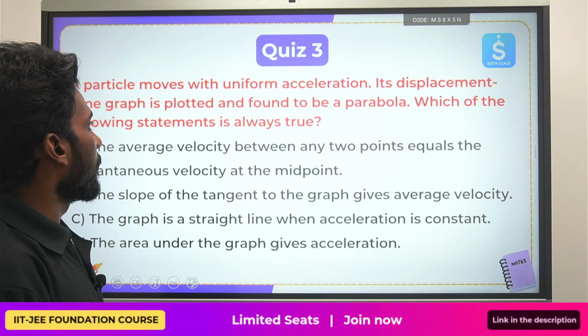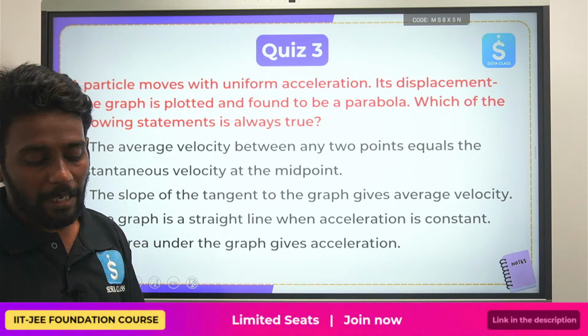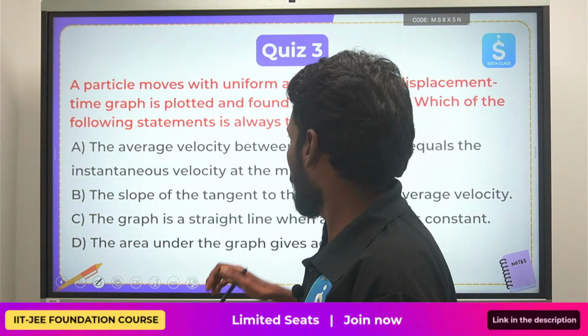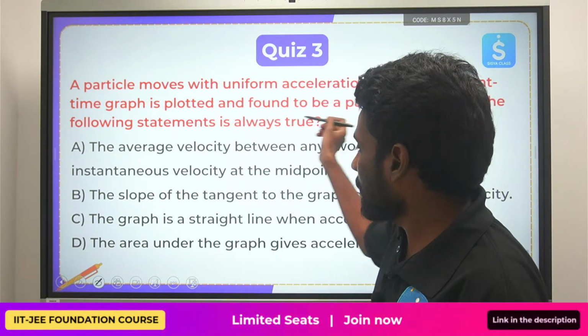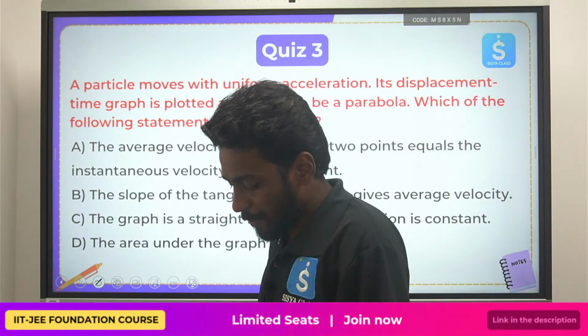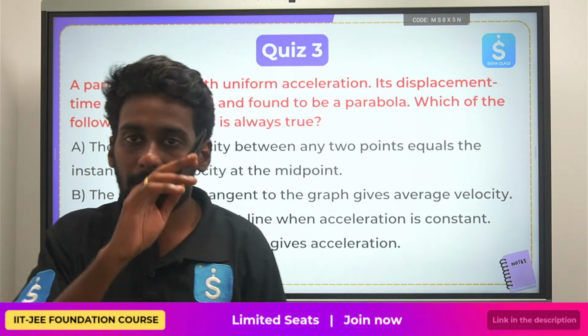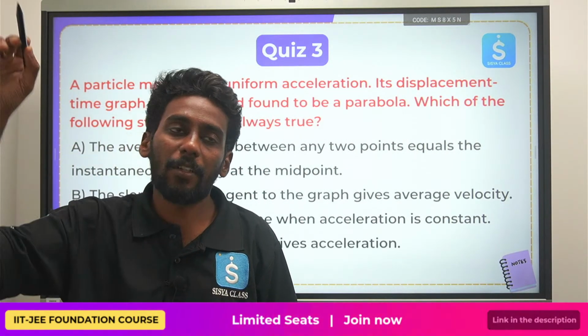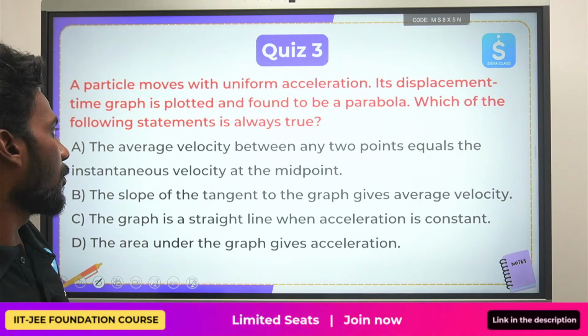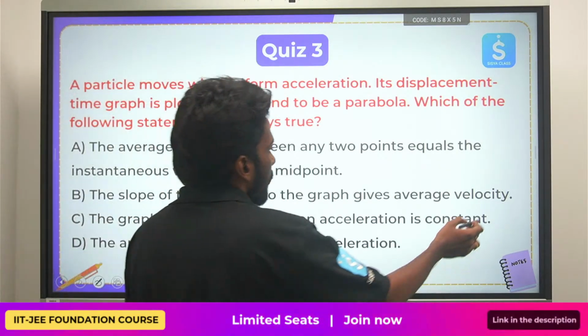Now, next question. A particle moves with uniform acceleration. Now he gave uniform acceleration. Okay, so for uniform acceleration, its displacement time graph is plotted and found to be a parabola. So in the displacement time graph, if you plot, we get a parabola for the uniform acceleration. Now which of the following statements is always true? So let us first decode the question here.